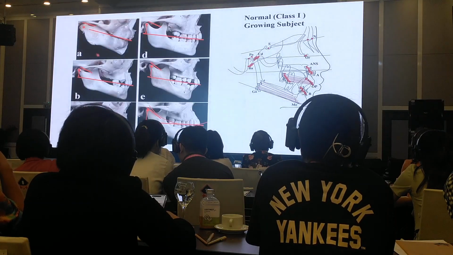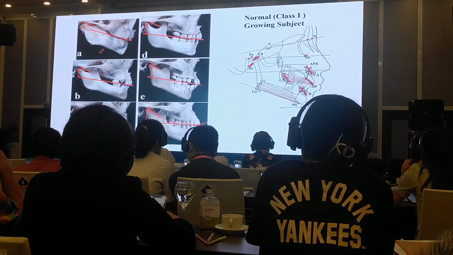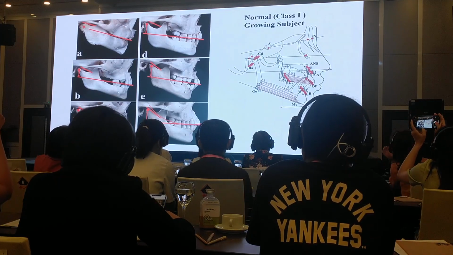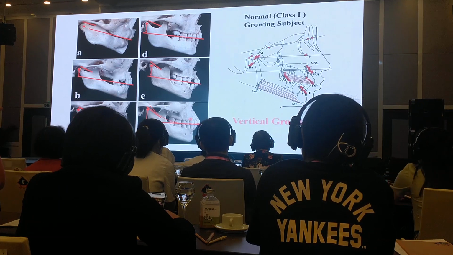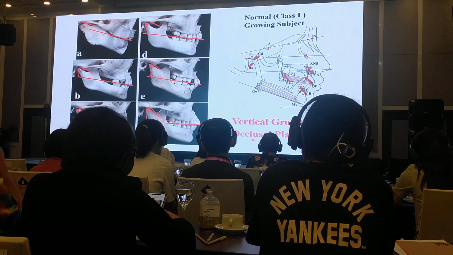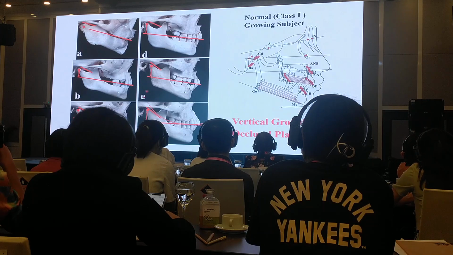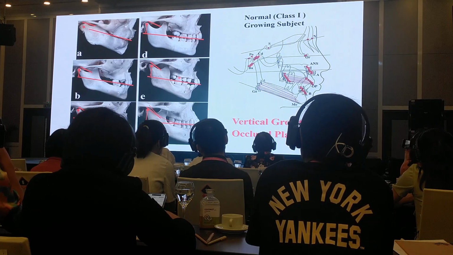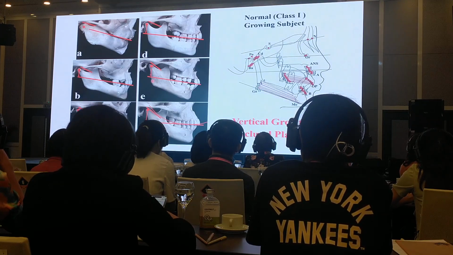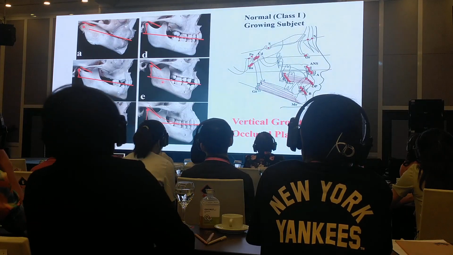Always, I saw this: during growth and development, the mandible always goes forward. This is basically vertical growth and occlusal plane flattening. This kind of change in growth and development is very, very important, especially for establishing, of course, class 1 occlusion, but also occlusion support.